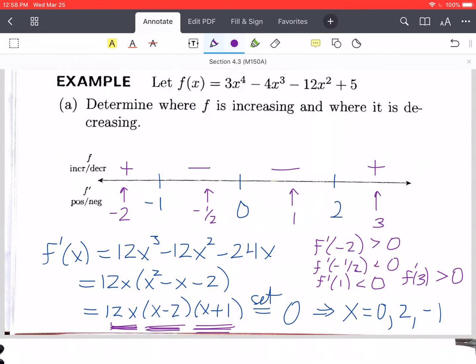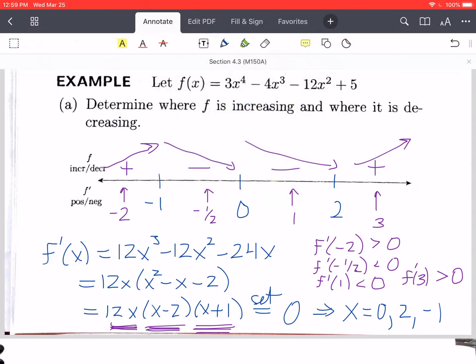Okay, so for this one, I also like on the number line to go ahead and just draw a little arrow indicating the direction that the graph is headed, because that can give us more information about maxima and minima that we'll see in just a little bit. So we can see the function is increasing from negative infinity up to negative 1, and from 2 to infinity, and it's decreasing from negative 1 up to 2.